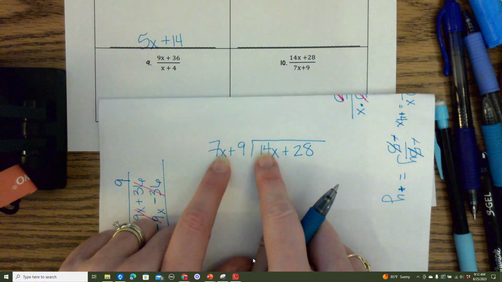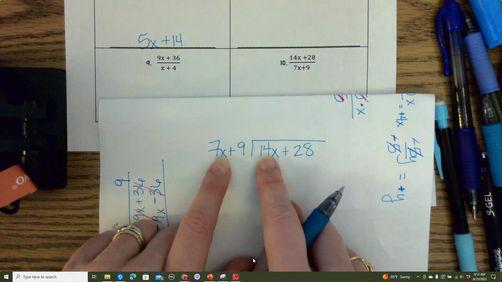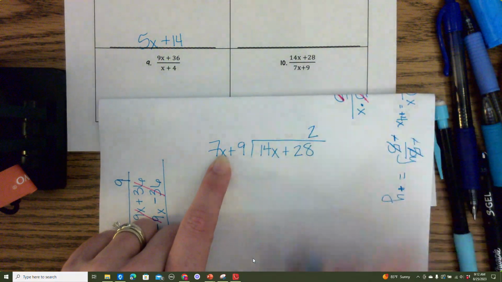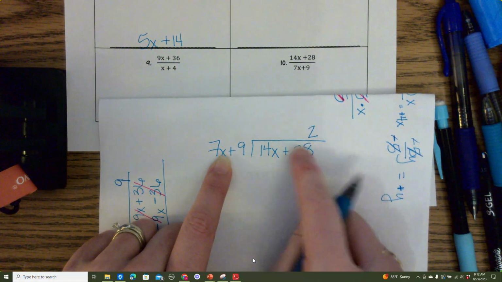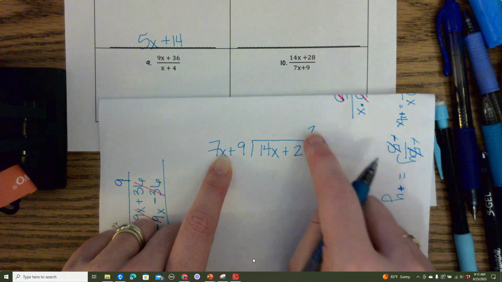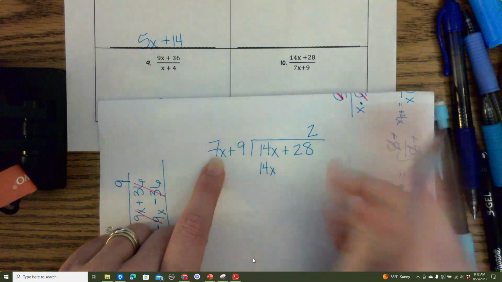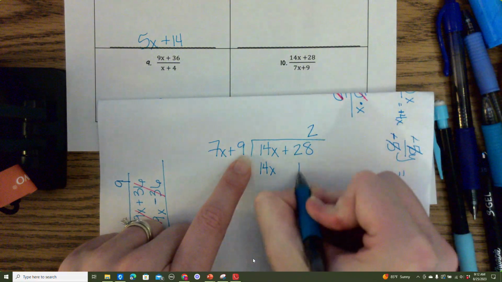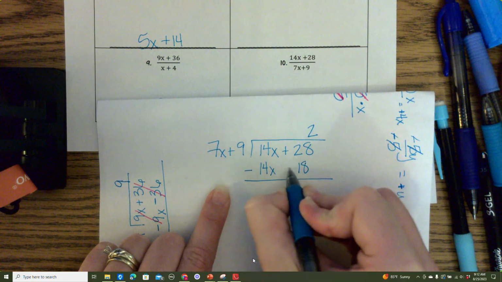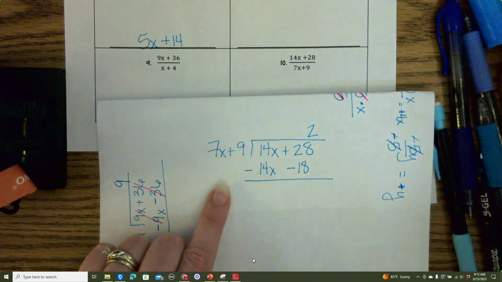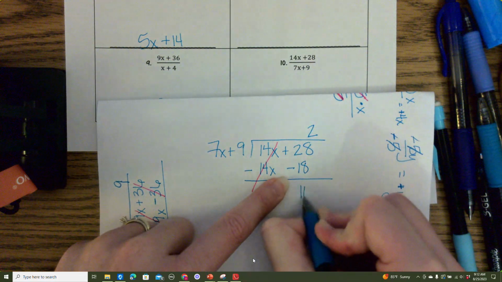Okay. So I look at the first pieces. 7x times what gives me a 14x? 2. The reason it goes here is because it lines up. It's a plain old 2, so it goes over the plain old number. So 2 times 7x is 14x. 2 times 9 is 18. And I subtract by changing signs. So these will cancel, but 28 minus 18 is a 10.